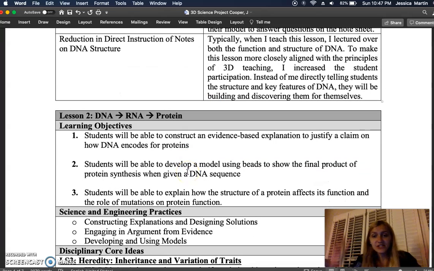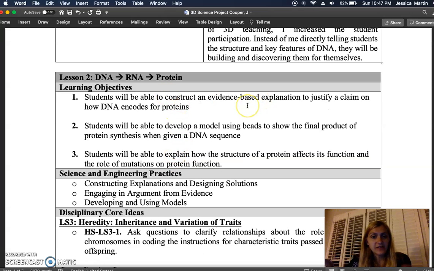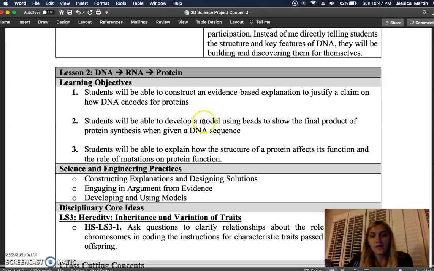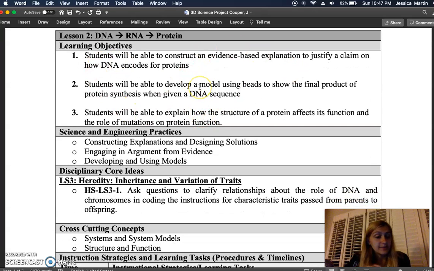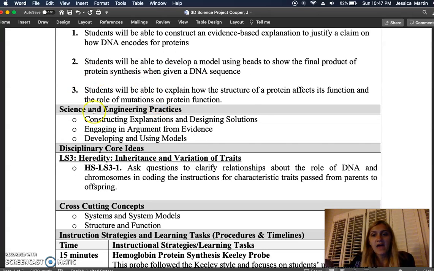Okay, so lesson 2 is looking at the full picture of protein synthesis, going from DNA to RNA to protein. So the objectives is that students will be able to construct evidence-based explanations on how DNA makes proteins. And they're going to do that by developing a model using beads of a protein that they've made with a DNA sequence. And then I'm taking it one step further where we're going to look at how does the structure of a protein affect its function. That's that cross-cutting concept we're focusing on. Then they'll look at how could a mutation affect their protein.